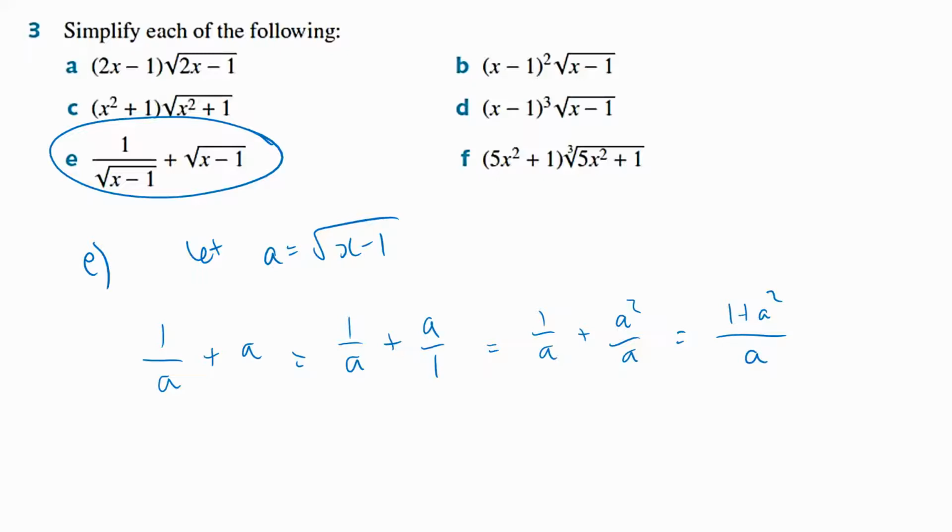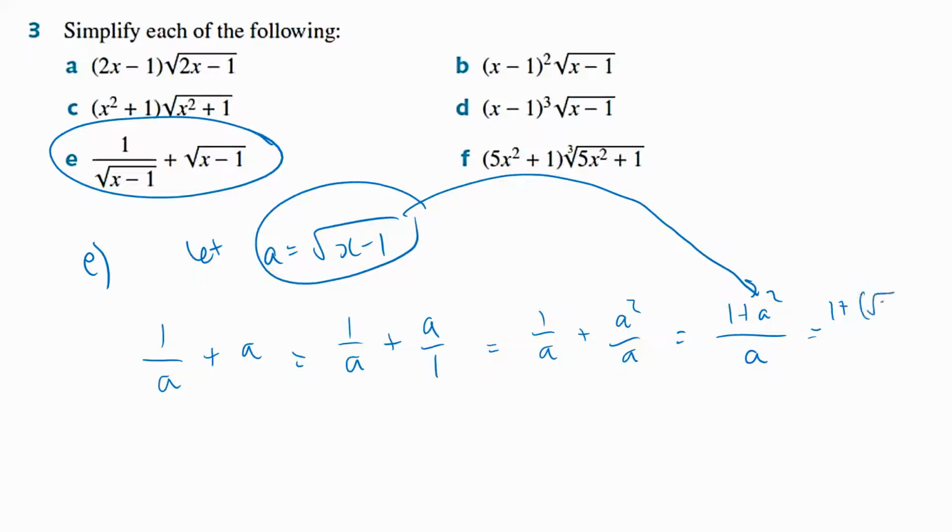Replace a. Put a back in. See, once you simplify it, it makes it easy. You can now replace it back, and you get your answer. See, my answer here, 1 plus square root of x minus 1, but then all squared divided by root of x minus 1. Now the squares and the square roots will cancel out.